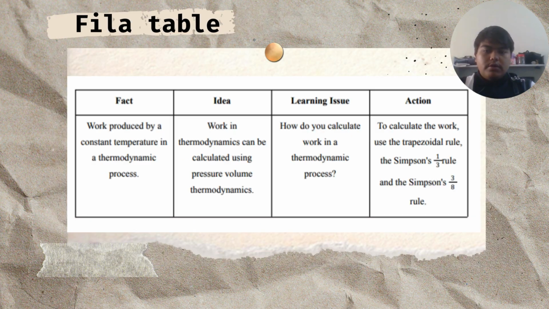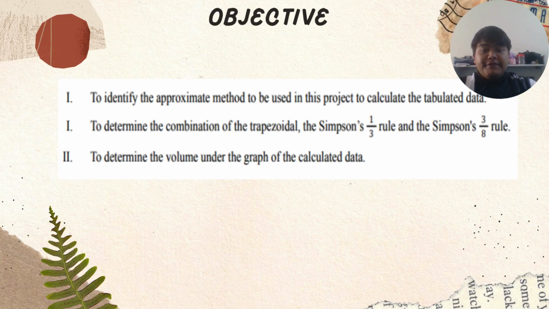So based on this, our table shows the work produced at a constant temperature in a thermodynamic process. Work in thermodynamics can be calculated using pressure, volume, and thermodynamics. Learning issue: how do you calculate work in a thermodynamic process? To calculate the work, use the trapezoidal rule, the Simpson 1/3 rule, and the Simpson 3/8 rule. Objective: to identify the approximate method to be used in this project. Calculate the tabulated work, determine the combination of the trapezoidal rule, Simpson 1/3 rule, and Simpson 3/8 rule, and determine the area under the graph of the calculated data.